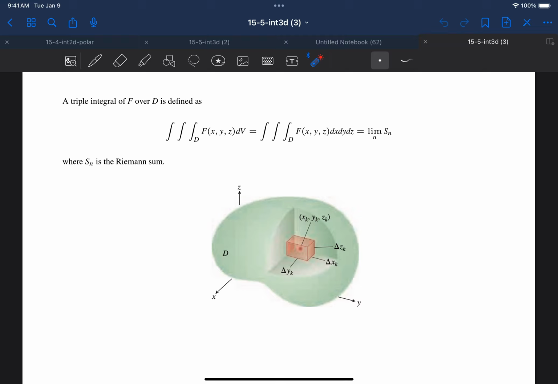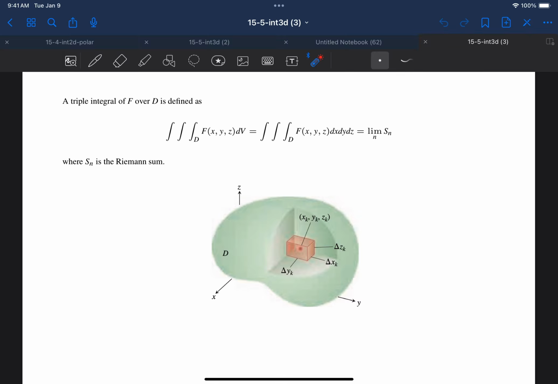So the triple integral of f over D is defined as, this is notation, so f is the integrand, and dV means V stands for the volume, and D is the object here. That can be written as the triple integral of dx dy dz. And by Fubini's theorem, we can always switch the order of dx dy dz.